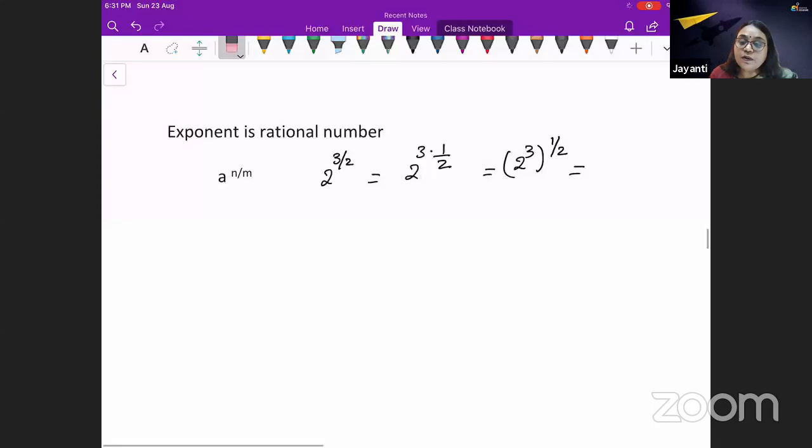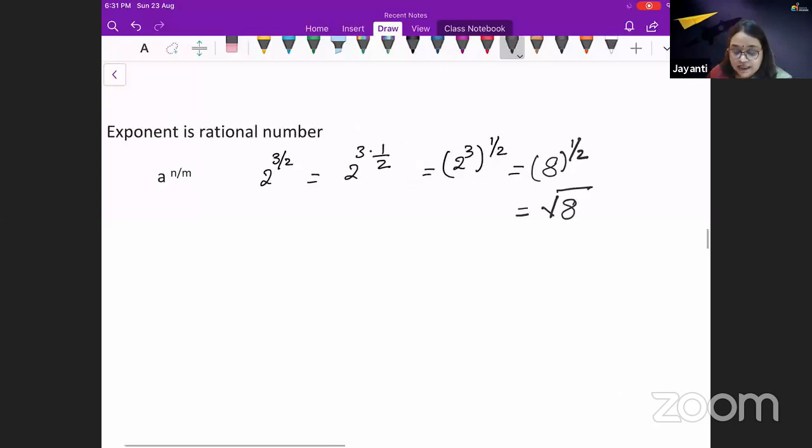2 into 2 into 2 is 8. 8 to the power of half. Half. It's a rational number, right? Now, this is where we use a special symbol which we write like this, square root of 8. It's also known as radical.